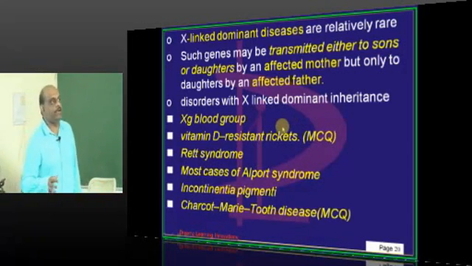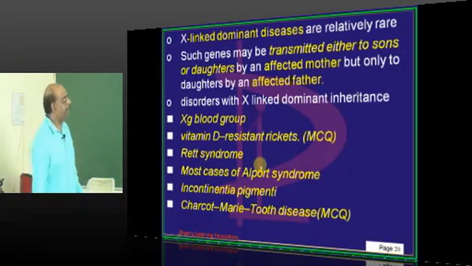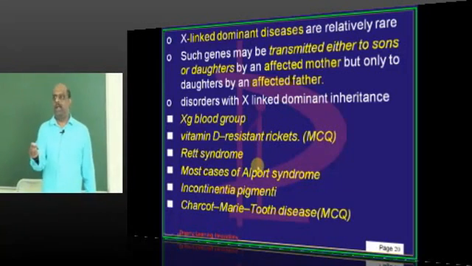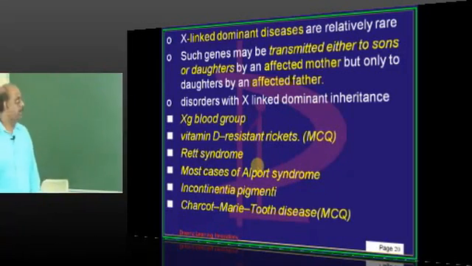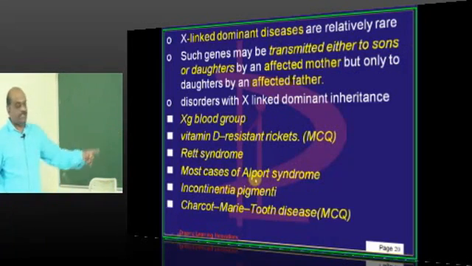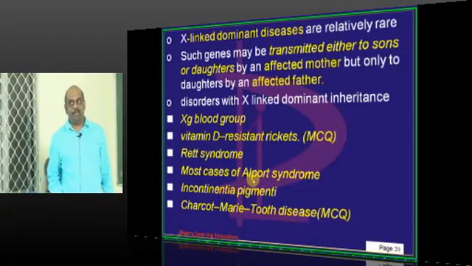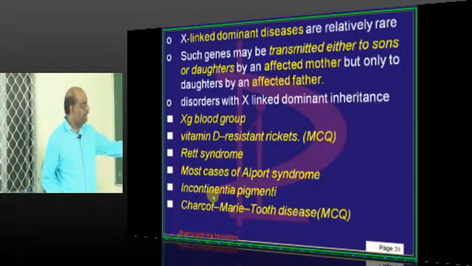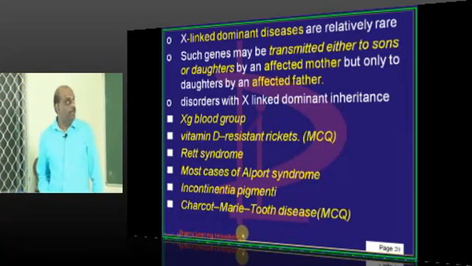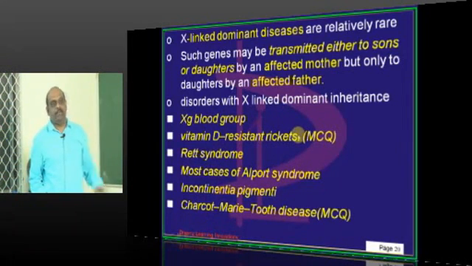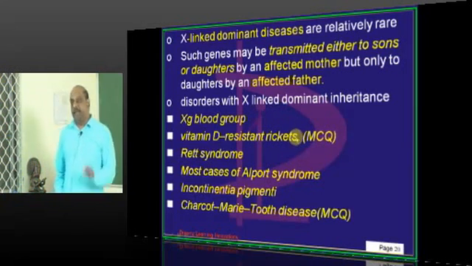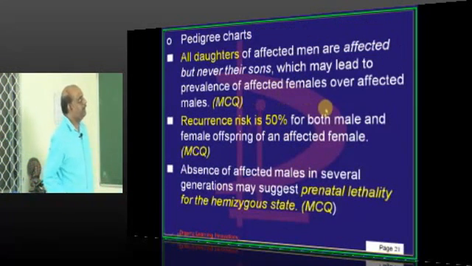Now what are X-linked dominant? Do they exist? Yes, sir. Very few conditions are X-linked and dominant. Vitamin D resistant rickets, Rett syndrome, you remember in psychiatry. Then Alport syndrome, most of the cases, and incontinentia pigmenti and Charcot-Marie-Tooth syndrome, especially vitamin D resistant rickets, is one of the very high yield fact frequently tested by the examiner.